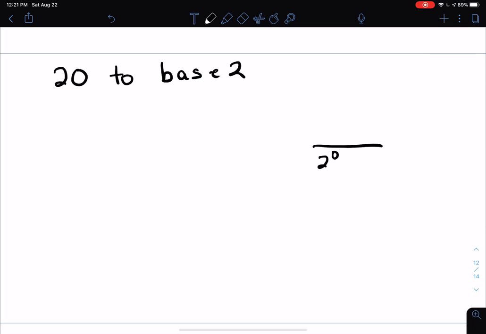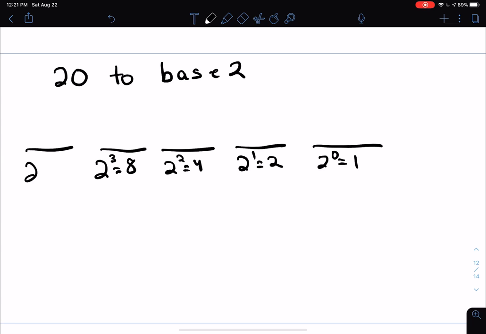All right, you know what? Let's do one real quick. Let's say that you're trying to convert something like 20 to base 2. I think that'll work. Yeah, this will work. So a little unplanned example.